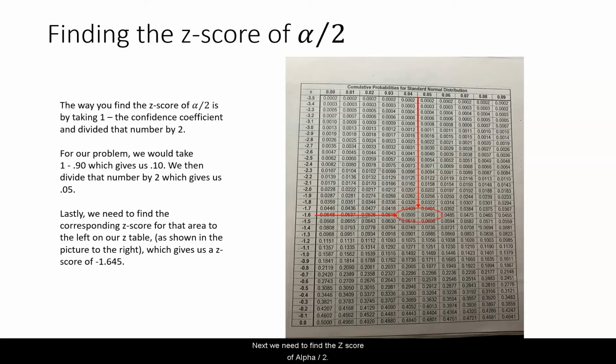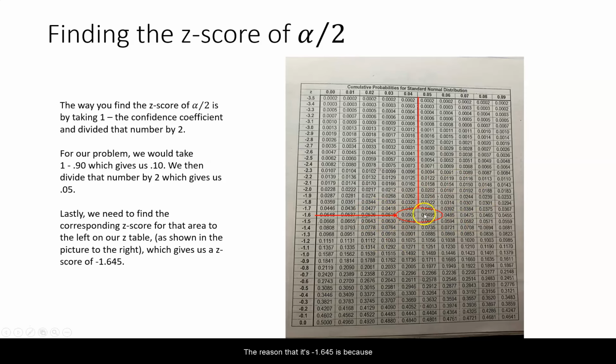Next, we need to find the z-score of alpha divided by 2. The way that you find the z-score of alpha divided by 2 is by taking 1 and subtracting our confidence coefficient and dividing that number by 2. So for this problem, we would take 1 minus 0.9, which gives us 0.1, and then we divide that number by 2, which gives us 0.05. Lastly, we need to find the corresponding z-score for that area to the left on our z-table. So doing that, it gives us a z-score of negative 1.645.